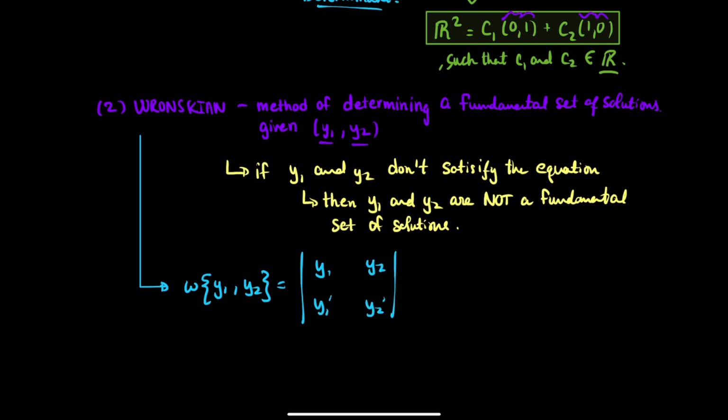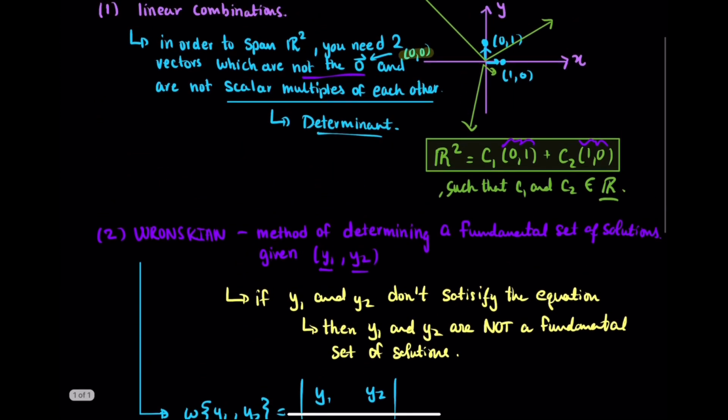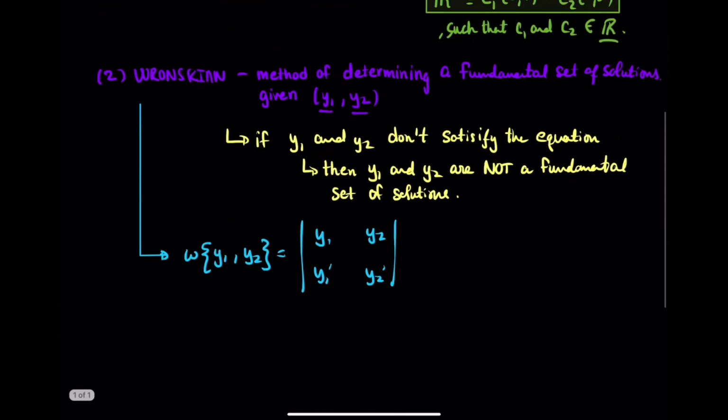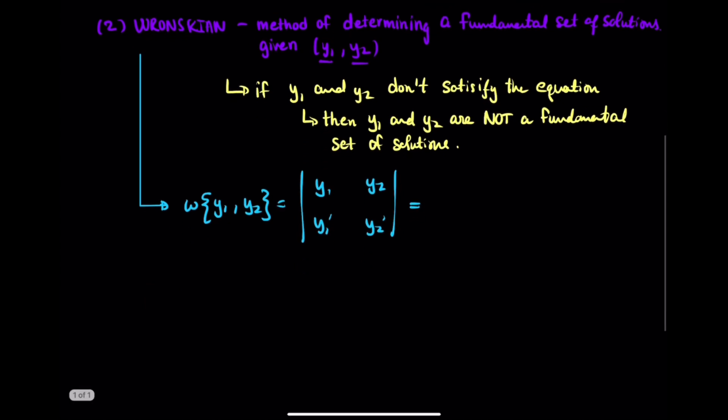I'm drawing parallels with linear combinations, because in order to determine whether or not you have scalar multiples of each other, you would take a determinant, right? And this is the same thing. However, we're not doing it with scalar values, like numbers. We're doing it with equations now. So y1, y2 prime minus y1 prime, y2. And this cannot equal 0.